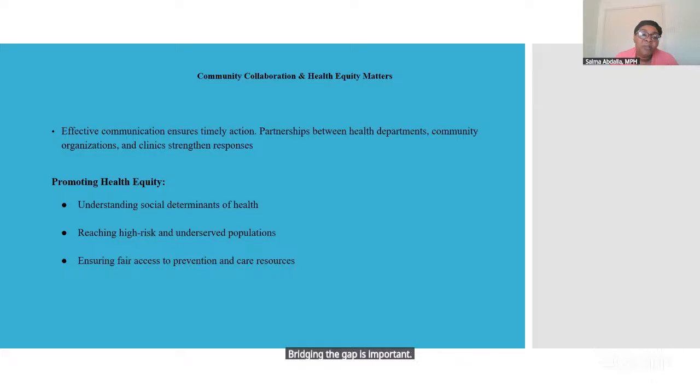Ensuring fair access to prevention and care resources. Every person deserves proper healthcare and proper behavioral health resources, and we need to make sure their needs are being met. It's vital no matter what their background is. It's very important to treat everybody as an individual and help everyone in need.